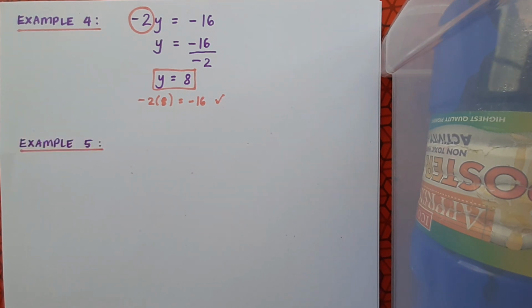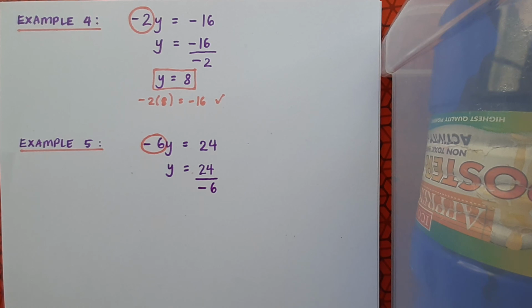Okay, example 5 is going to be our last one for this video. And it's minus 6y equals 24. Okay, I want to solve for y. That means getting y by itself. So y stays on the left. Now 24 was already on the right. And since minus 6 is the coefficient, I divide by minus 6.